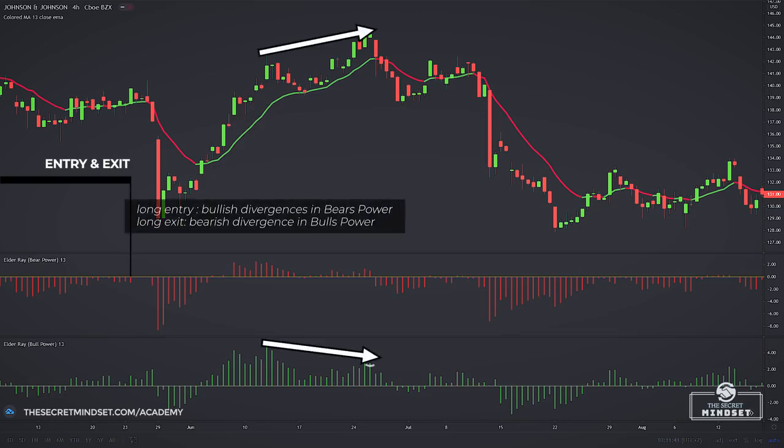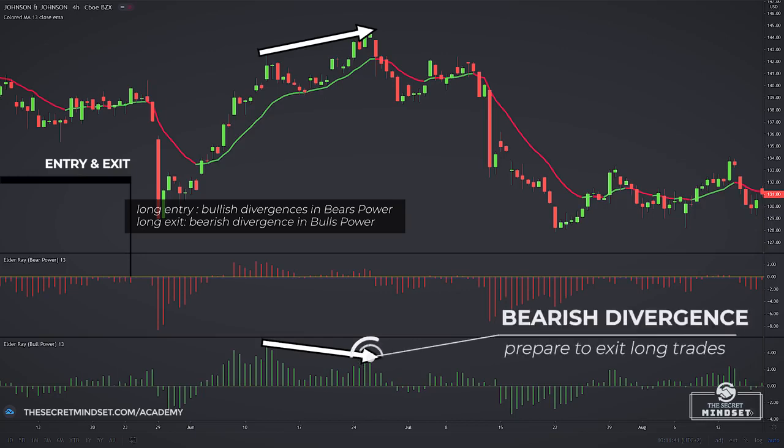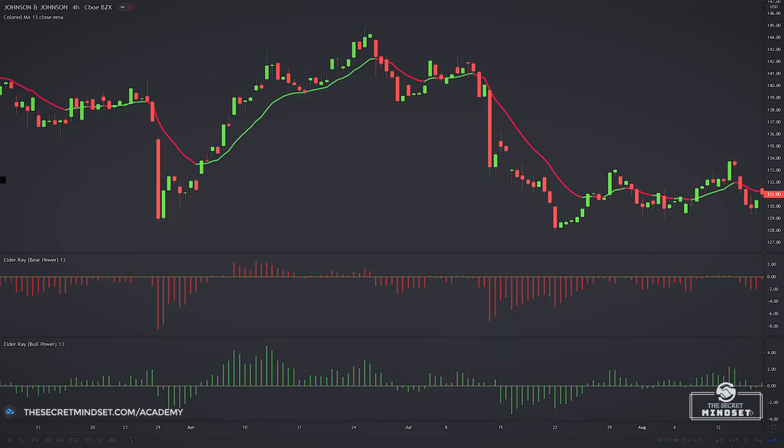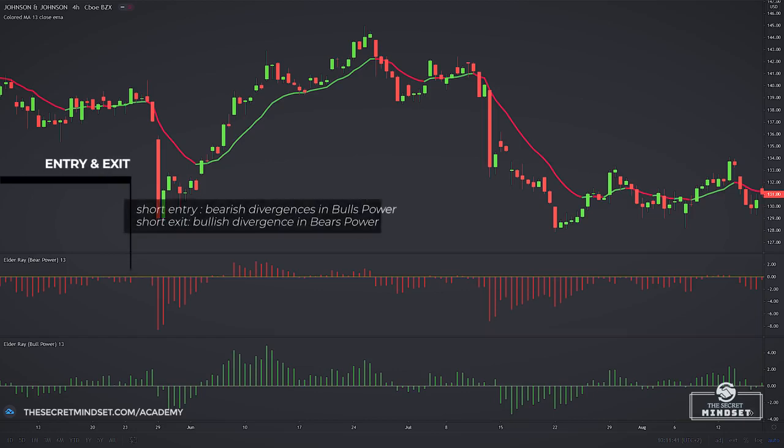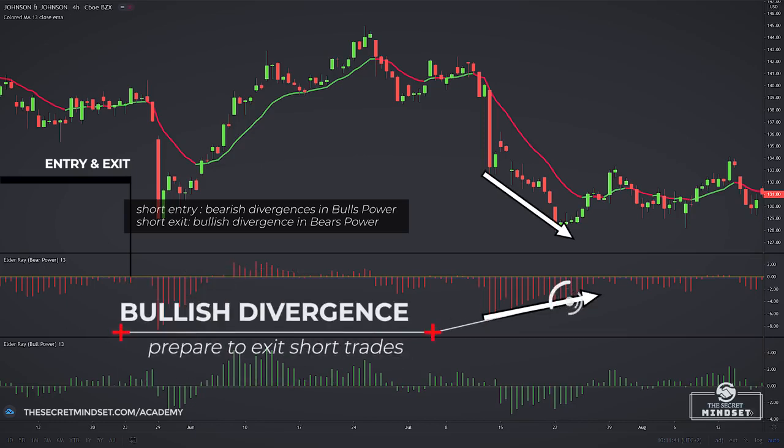Furthermore, the exit signal is given when prices reach a new high, but bull's power fails to reach a new peak. This is a sign that the influence of bulls is starting to diminish in the market. Bearish divergences in bull's power should identify optimal opportunities for a short entry. The exit signal is given when prices reach a new low, but bear's power fails to reach a new low. This is a sign that the influence of bears is starting to decrease in the market.